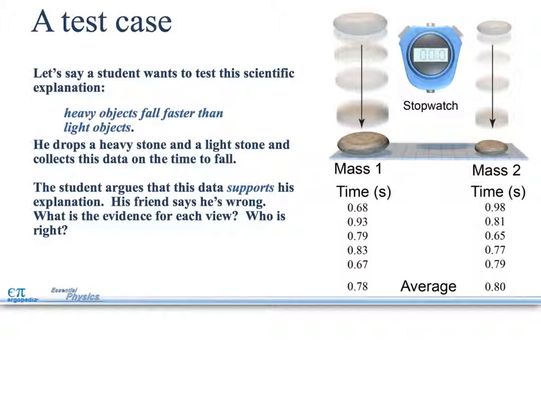Let's say a student wants to test this scientific explanation: heavy objects fall faster than light objects. He drops a heavy stone and a light stone and collects this data on the time to fall. So we look over to the right and you see mass 1 takes this amount of time to fall, and then mass 2 has another column of time to fall. The student argues that this data supports his explanation. His friend says he's wrong. What is the evidence for each of you? Who is right? So let's take a look at this.